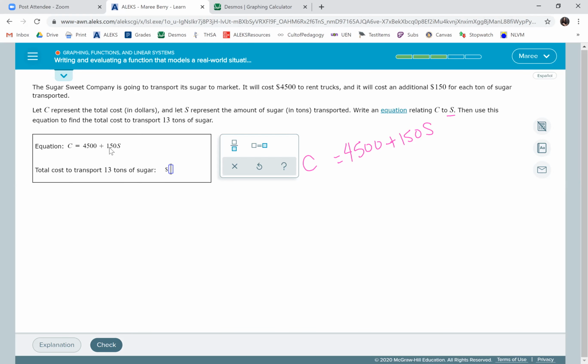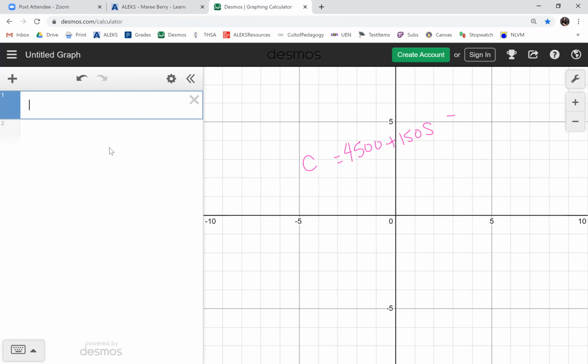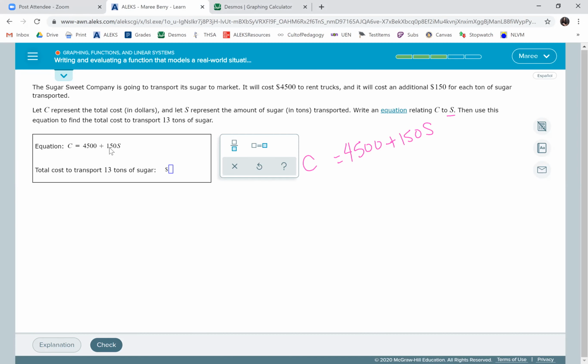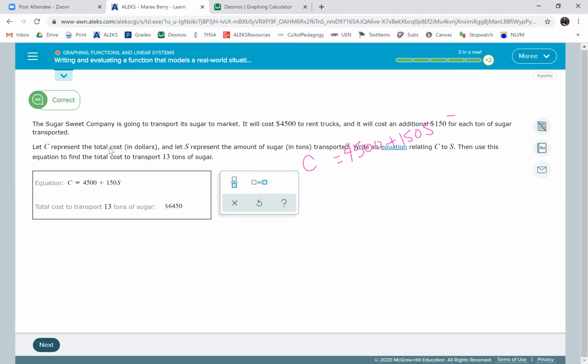and 13 tons of sugar. Wait, was it 13? Yeah. So 6,450. Okay. That's going to be the end of the lesson.